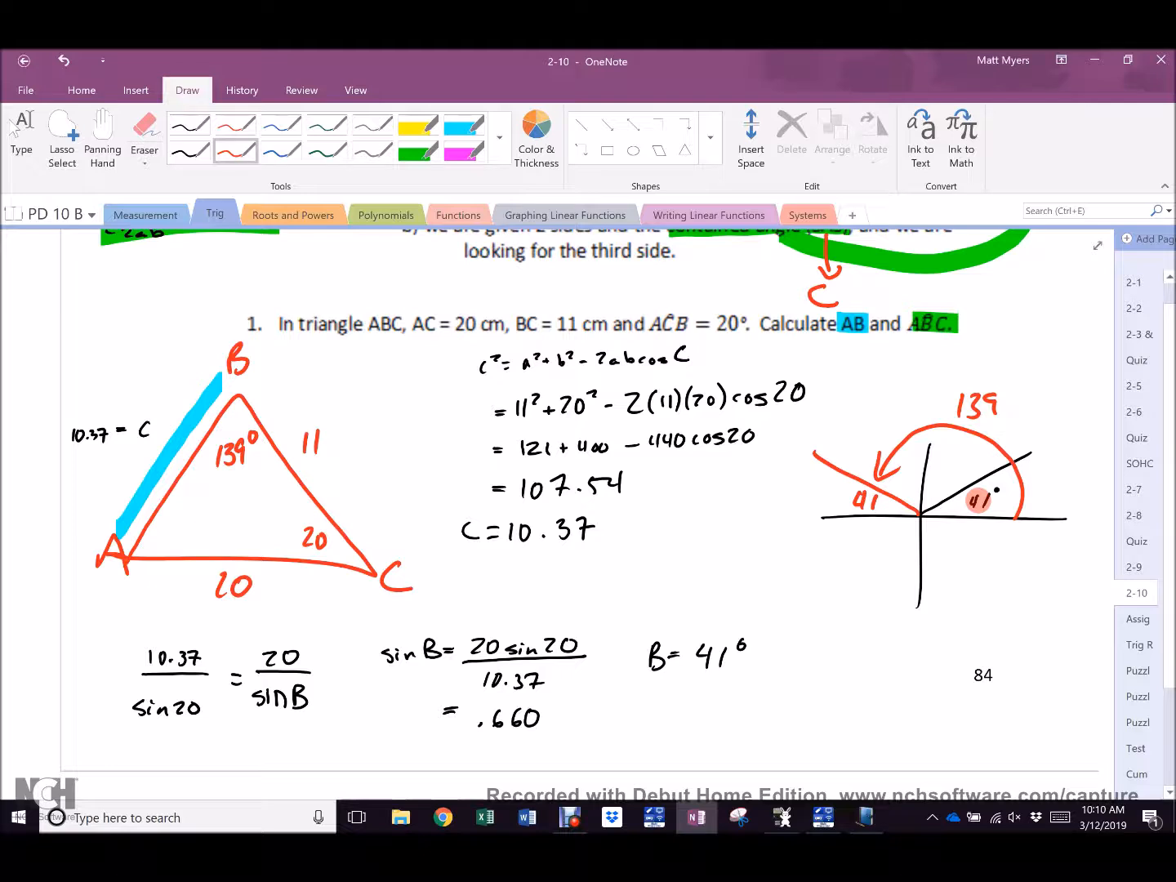So then if C is 20 and it crosses 10.37, since it's the smallest angle, it should be the smallest side? It is the smallest side. 10.37. Oh, that's the 20 then. Okay, I thought it was 20. Never mind.